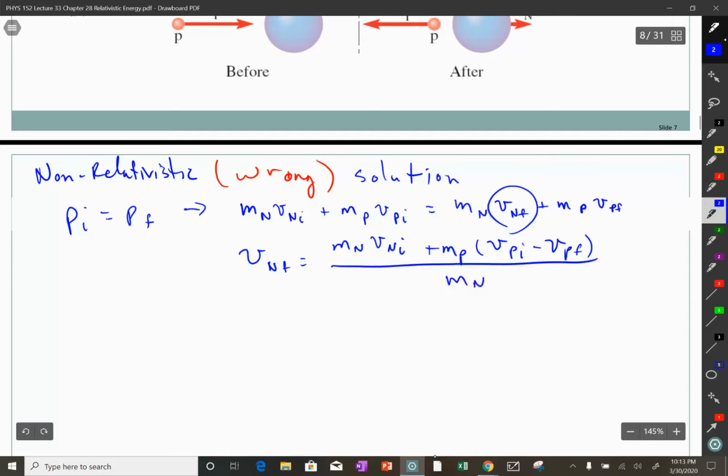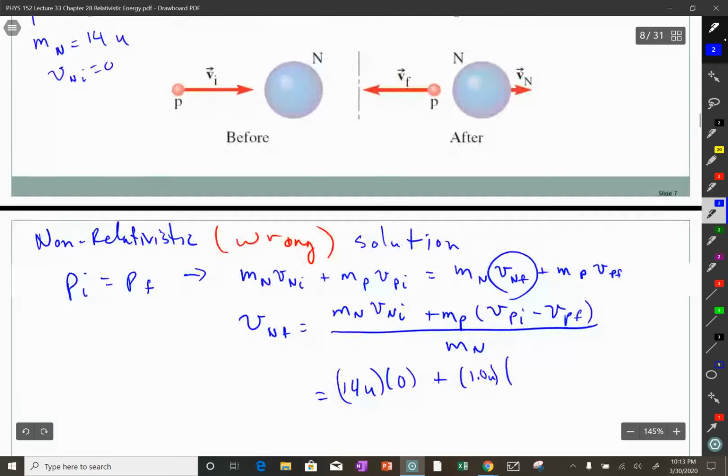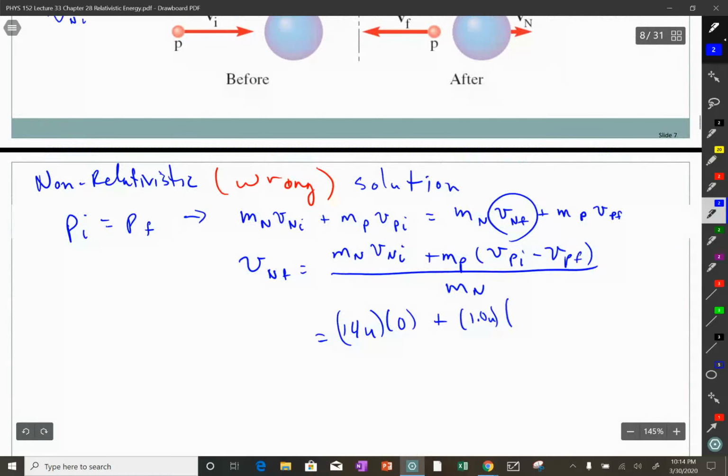You put in your numbers. It's equal to 14 atomic mass units. That's a u. Looks too much like an n for me. Times 0 plus the mass of the proton, 1 atomic mass unit, well, 1.0, times the initial, which was 0.70 c, minus the final, which is minus 0.63 c, all over the mass of nitrogen, all over 14 atomic mass units.